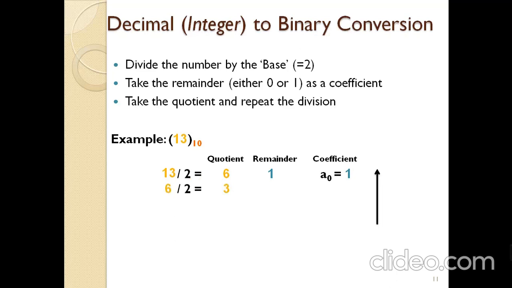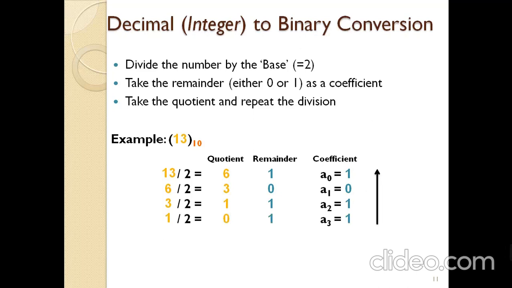This method is called the double method. So 6 divided by 2, 3 2s are 6. Now the remainder is 0. That is the second coefficient of that number, a1. After that, take the quotient and divide by 2 again. The remainder is 1, which is taken as the third coefficient of that number. Now 1 divided by 2 is 0, and the remainder is 1.